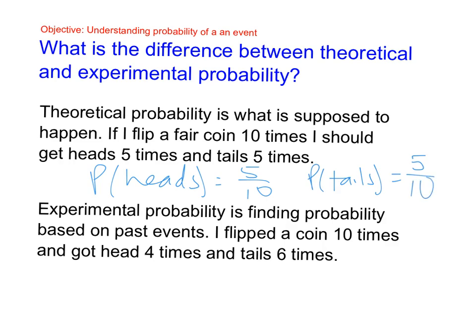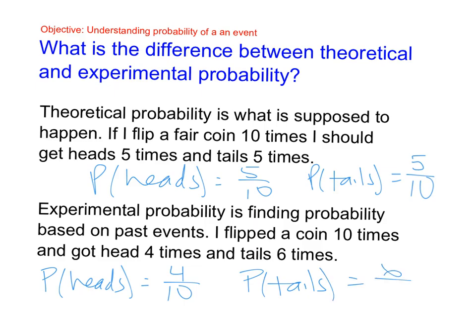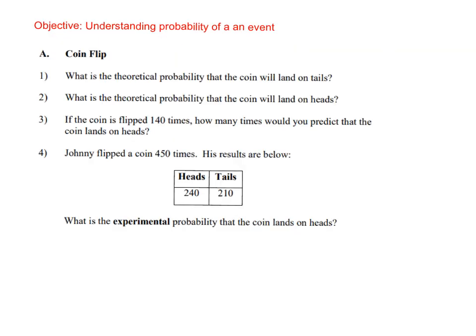Experimental is using data that we collected to find probability. So in this case, I flipped the coin, I got heads 4 and tails 6. So the probability that I got heads was 4 out of 10. The probability that I got tails was 6 out of 10. So you need to pay attention to, is it asking about the theoretical or the experimental if they're doing an experiment? All right, so pause the video.